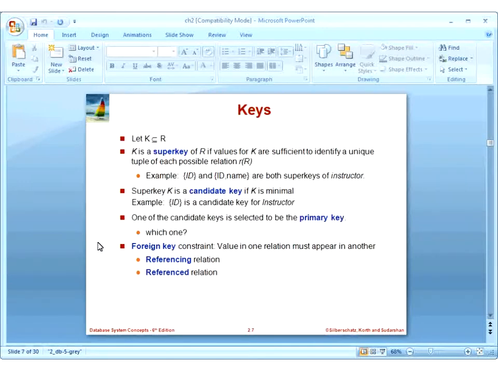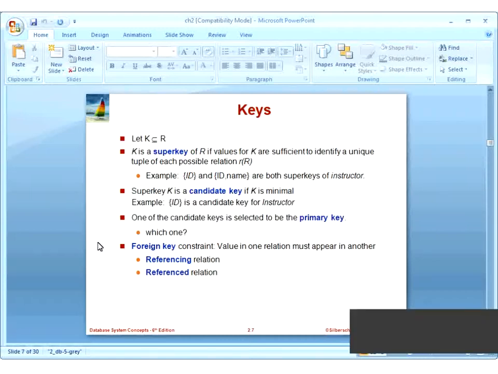Then we talked about keys in our lecture 2. Suppose K is a super key of R if values of K are sufficient to identify a unique tuple of each possible relation. So if it is a super key, it means it can uniquely identify each tuple. A super key is a candidate key if K is minimal. K is called minimal if it cannot be broken down further and no subpart of it is a super key itself.